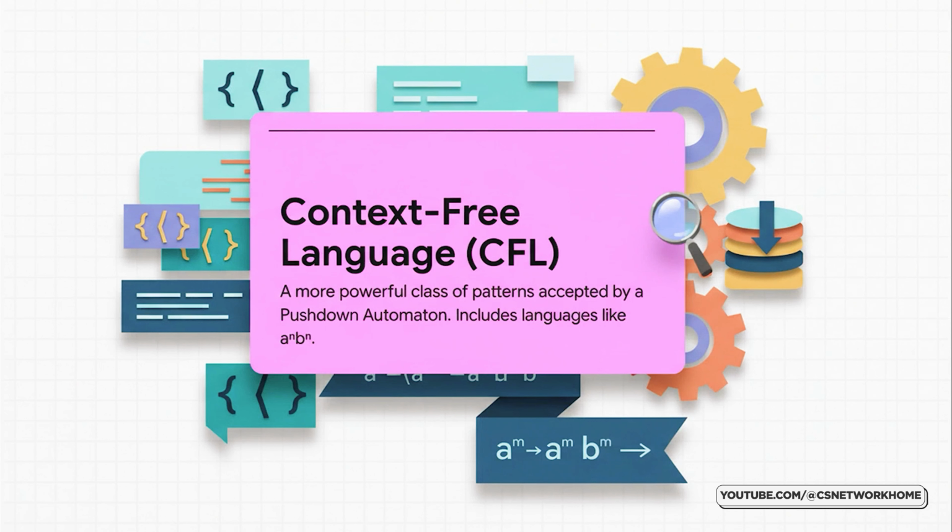So this new memory-equipped machine can recognize a much broader, much more powerful class of patterns. We call these context-free languages. And yes, this includes our old nemesis A^N B^N, and it's actually the basis for how most programming languages are parsed and understood by a computer.